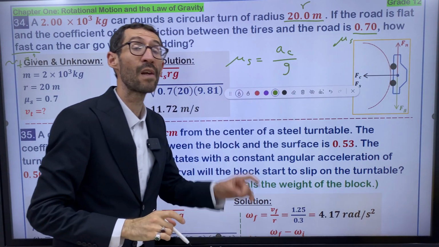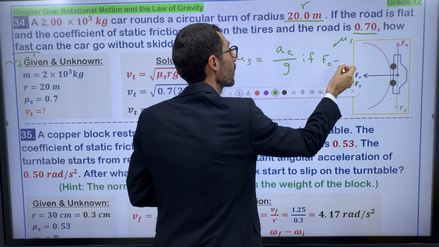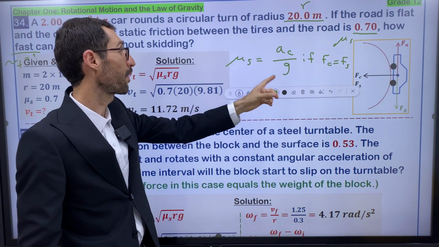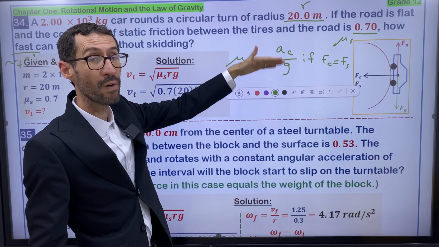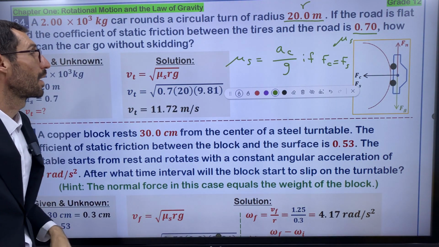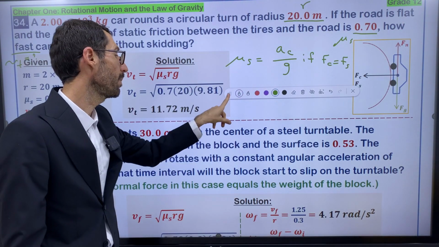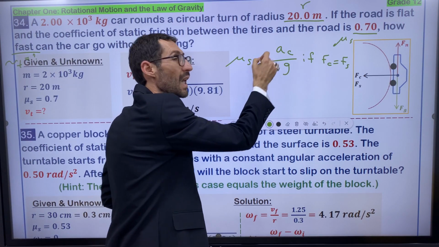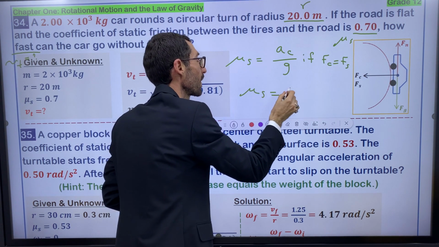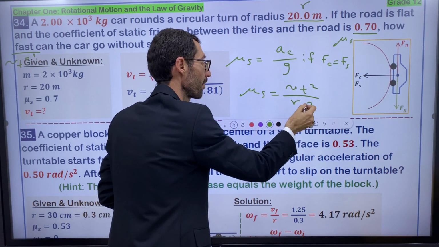In which situation? If we have a condition here: if FC is equal to Fs, if friction becomes a centripetal force, then mu s is a ratio of two accelerations, AC over G. Maybe you say, teacher, I don't have AC directly. No problem, I can write the value of AC in this equation. So mu s is equal to Vt squared over R, and we have G as well.